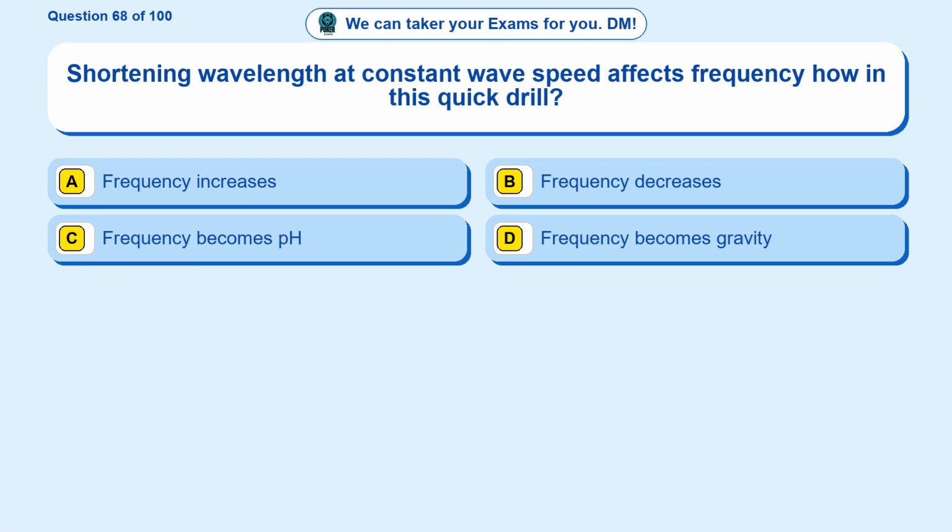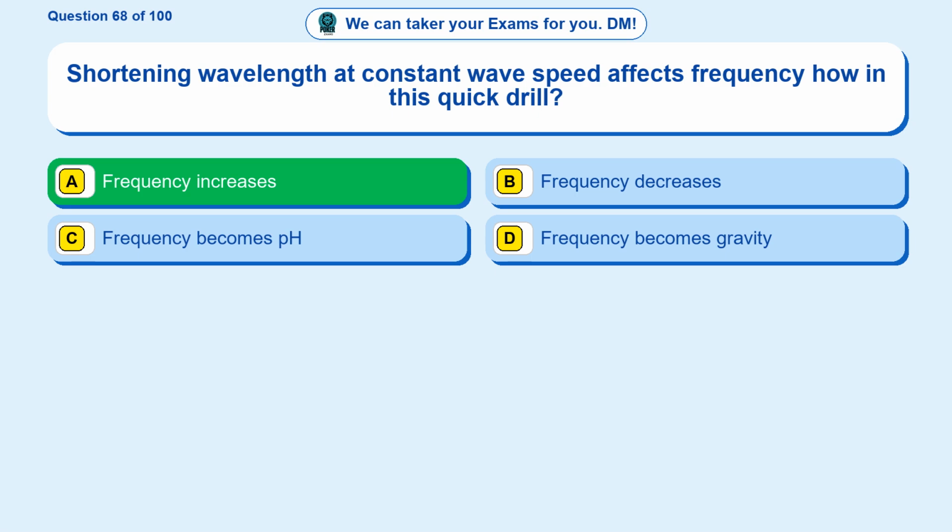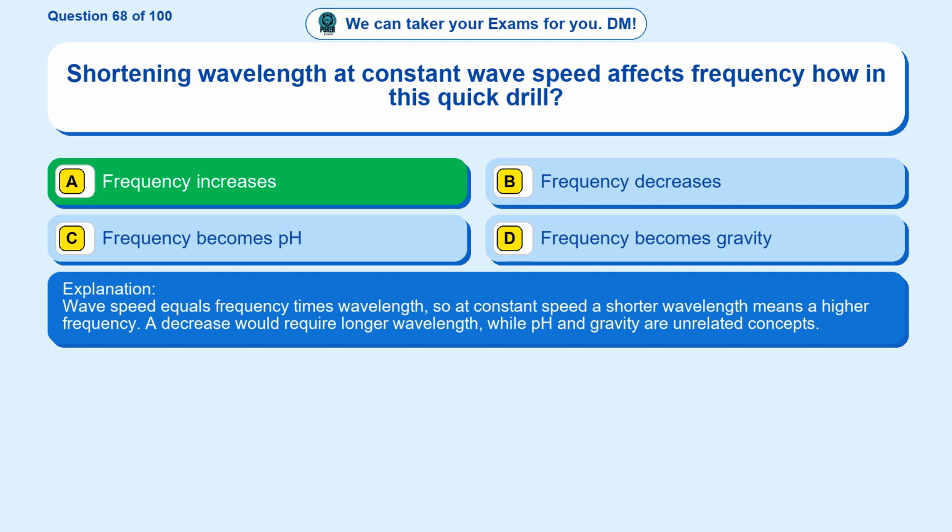Question 68. Shortening wavelength at constant wave speed affects frequency how in this quick drill? Option A, frequency increases. Option B, frequency decreases. Option C, frequency becomes pH. Option D, frequency becomes gravity. The correct answer is option A. Frequency increases. Wave speed equals frequency times wavelength, so at constant speed a shorter wavelength means a higher frequency. A decrease would require longer wavelength, while pH and gravity are unrelated concepts.